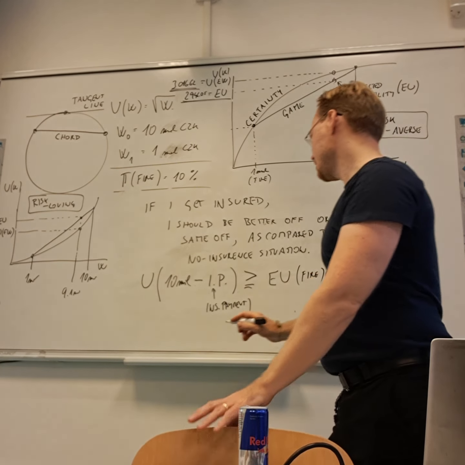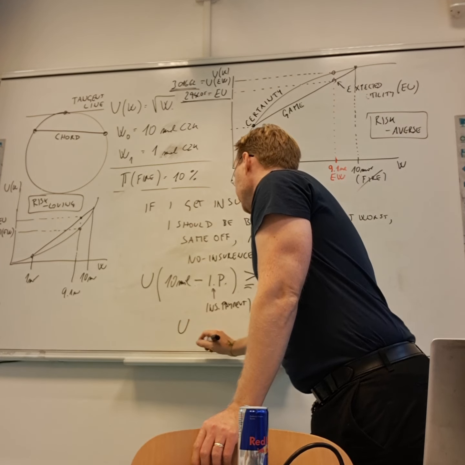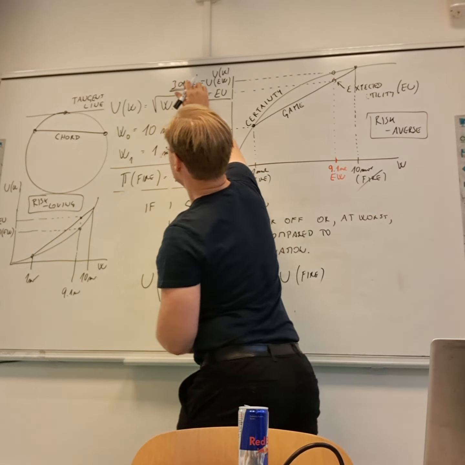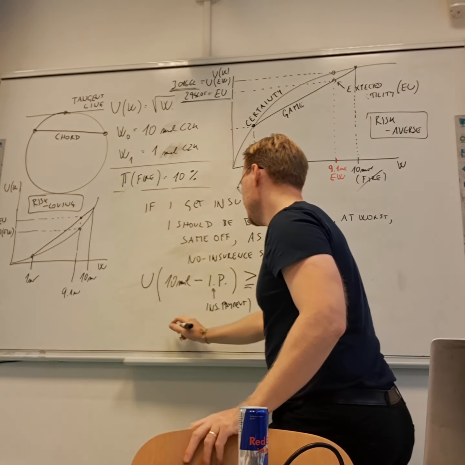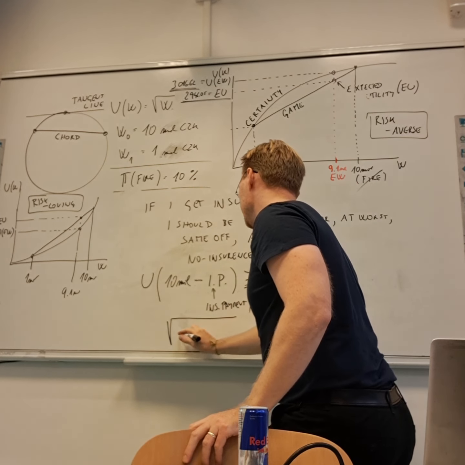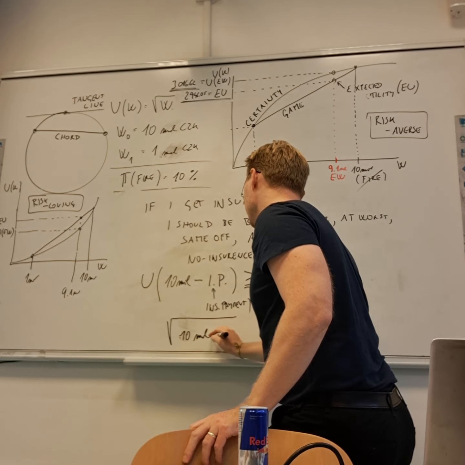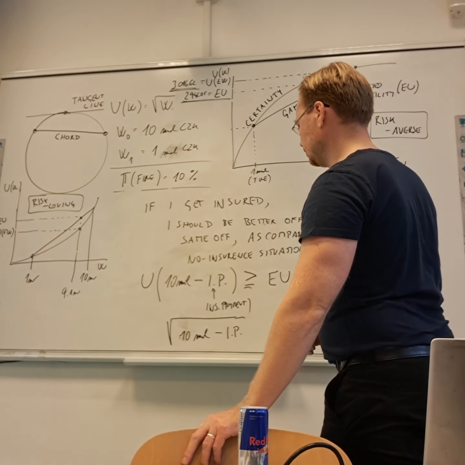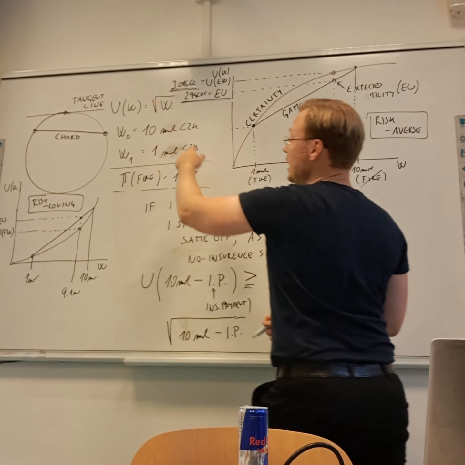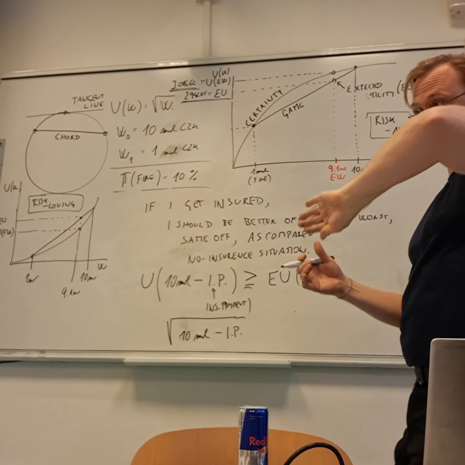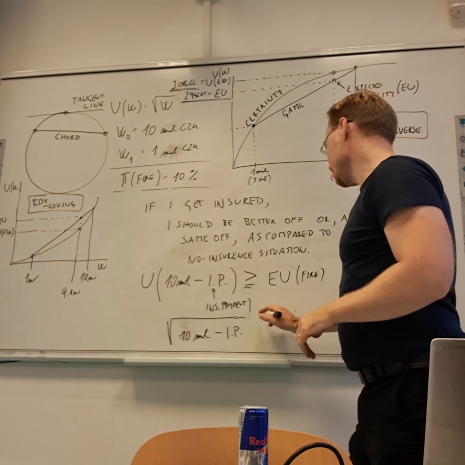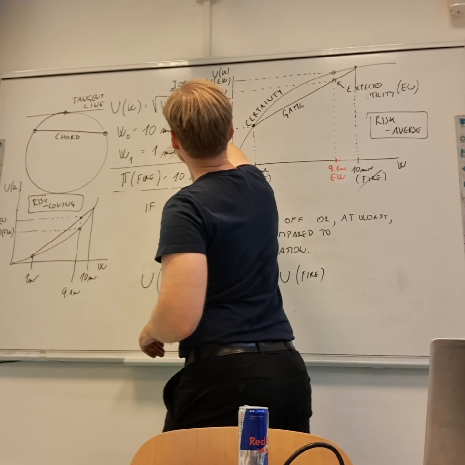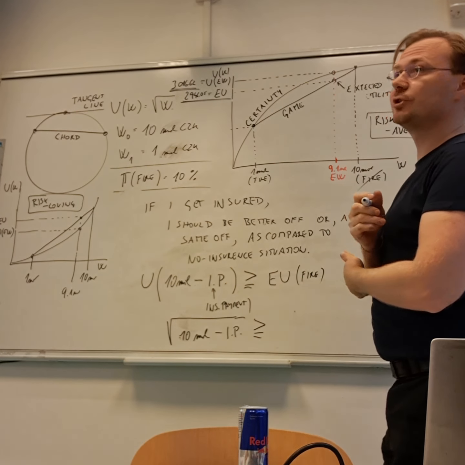Which means my utility, and utility is what? It's the square root of a sum of money. So the square root of the 10 million minus the insurance payment, which is the utility from the money I am left with after I subtract the insurance payment, should be higher or at worst equal to the 2,946.05.